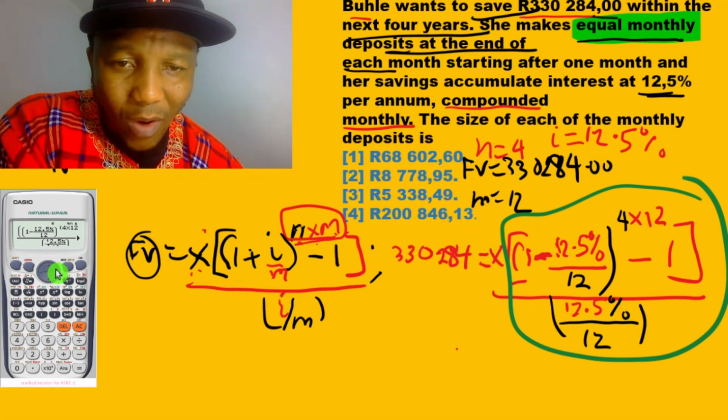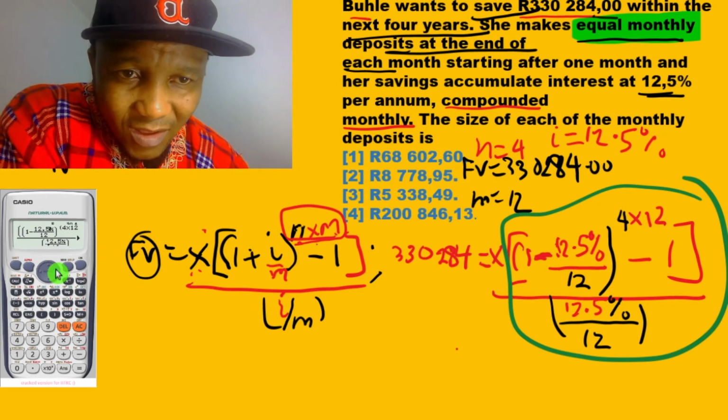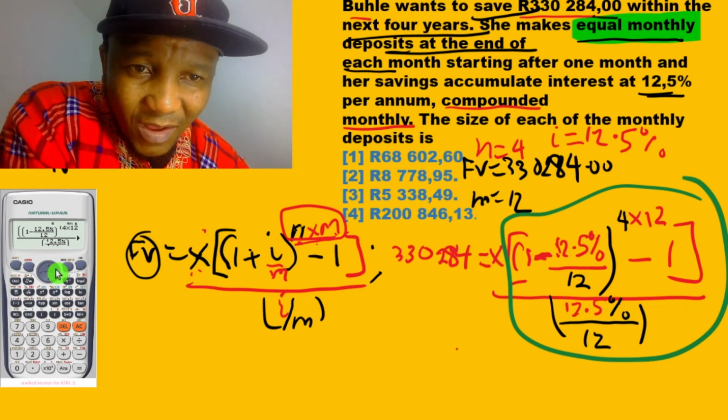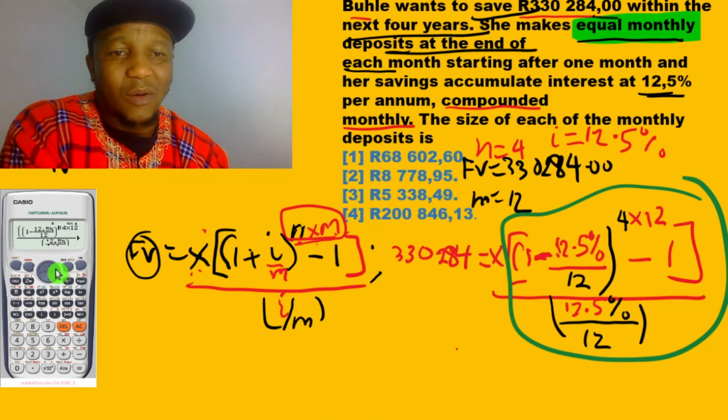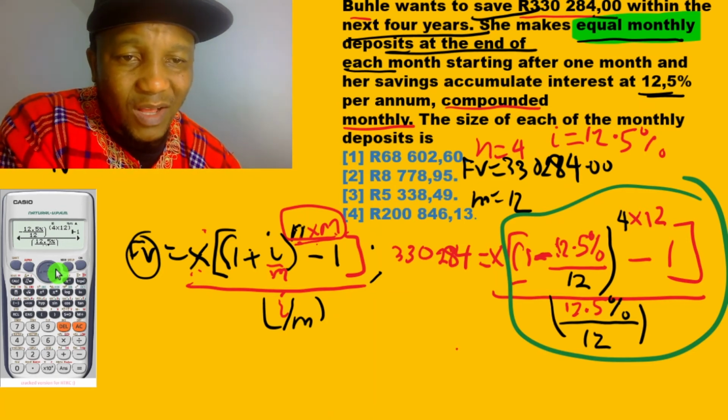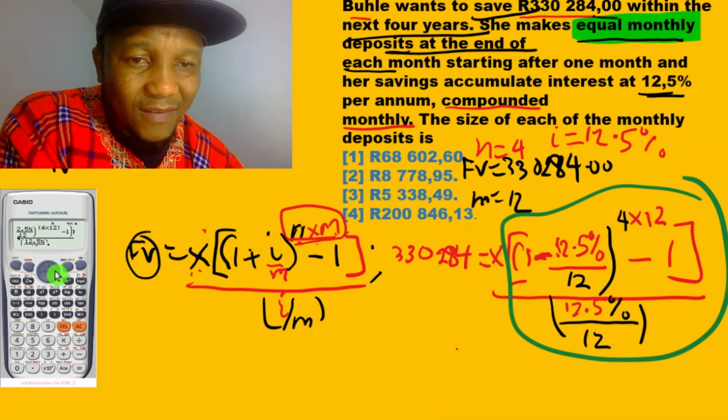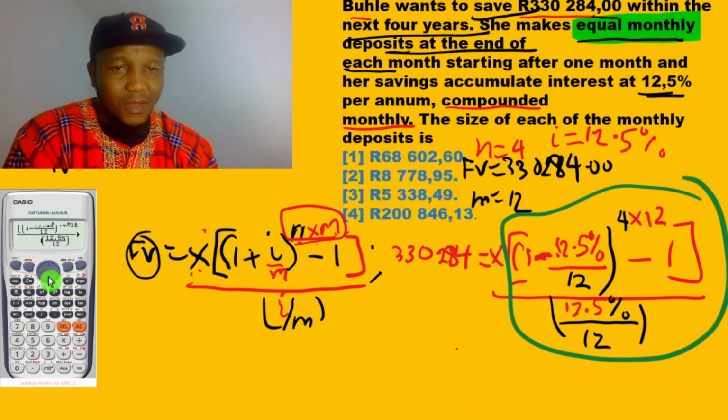Okay. 1 minus 12. What is the interest rate? Is 12. Yes, 12.5, 12.5%, over 12 because it was monthly. Now we go power 4 years times that 12 minus 1. Yes. Okay. Then we come here.